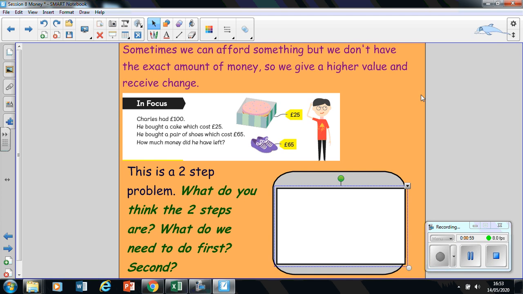Okay, hopefully you've just had a few ideas about what I've just read to you. Our in focus task today says that Charles had £100. He had £100 that he was going to use to spend on a few things. So he bought a cake which cost £25, and then he also bought a pair of shoes which cost him £65. How much money did he have left?